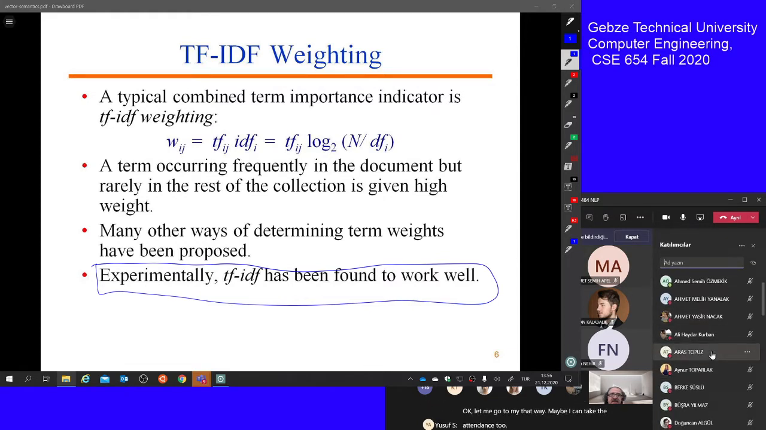Okay, Aras, could you tell me why we don't have a J value under the IDF? TF has I and J values, but IDF doesn't have anything. IDF has only I. Why don't we have a J value for IDF? Aras Topuz.